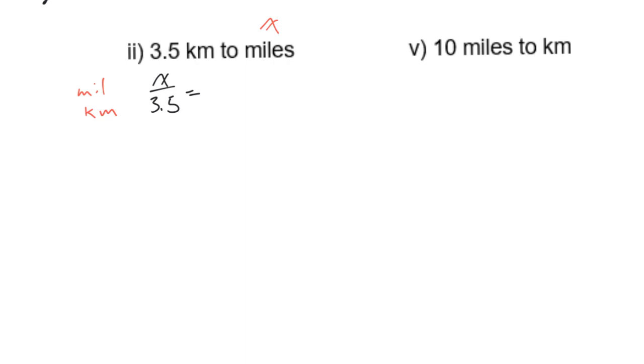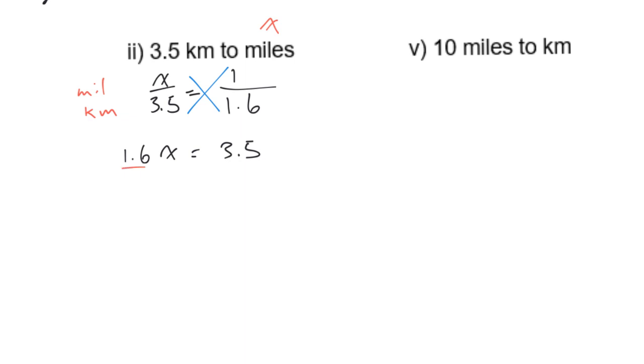is equal to, well, remember we said that 1 mile was equal to 1.6 kilometers. So that means we've got 1 over 1.6. And then what we do is we simply cross product. So we're going to get the following. 1.6x is equal to 3.5.